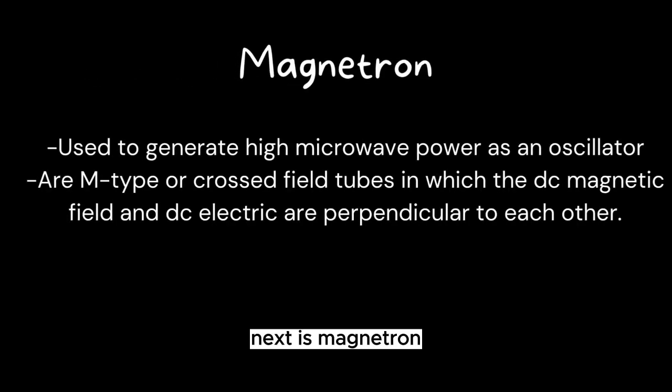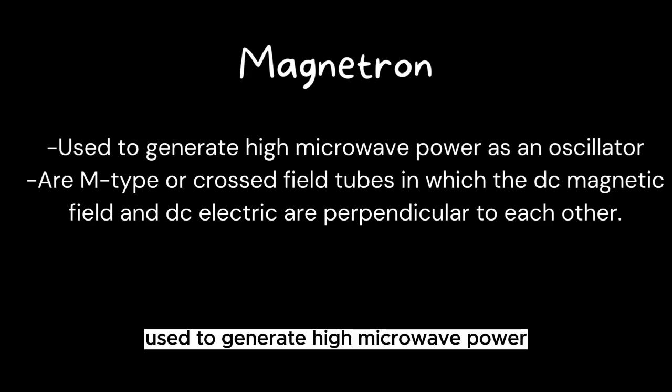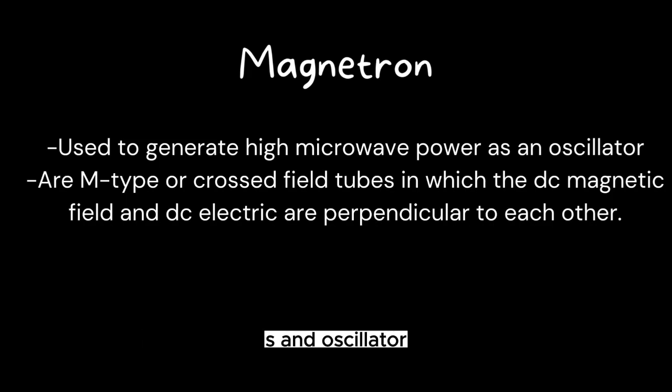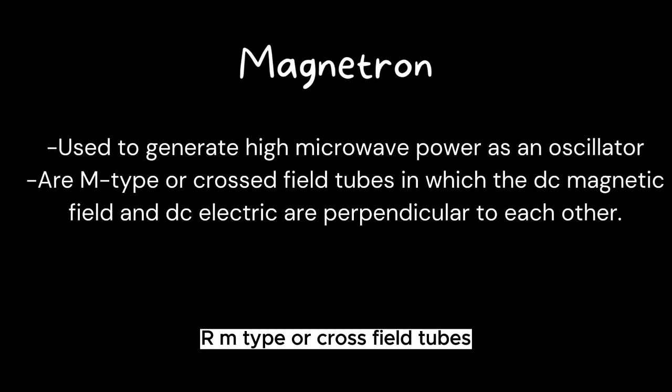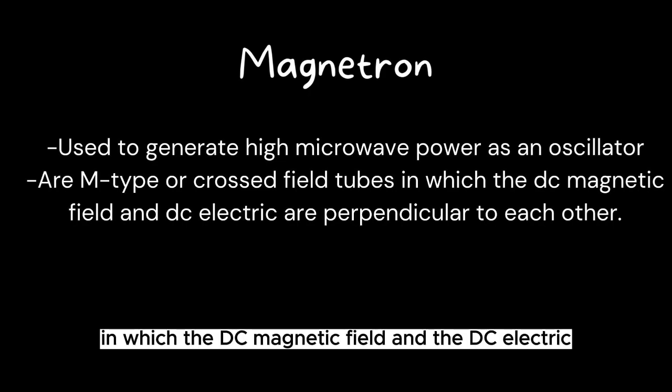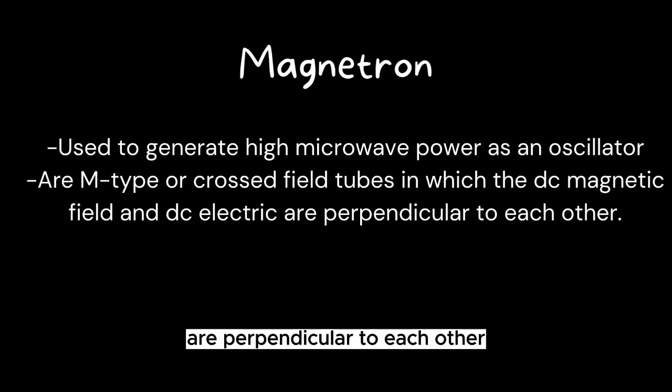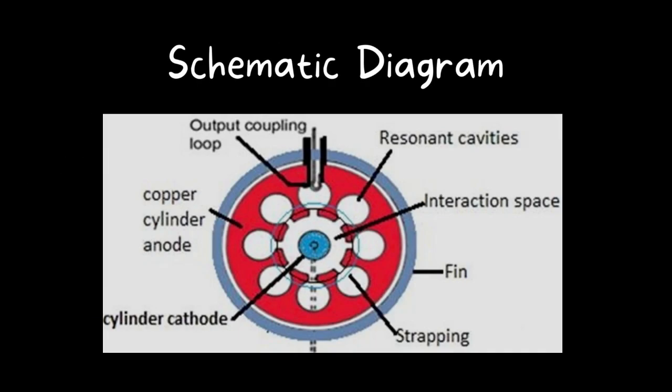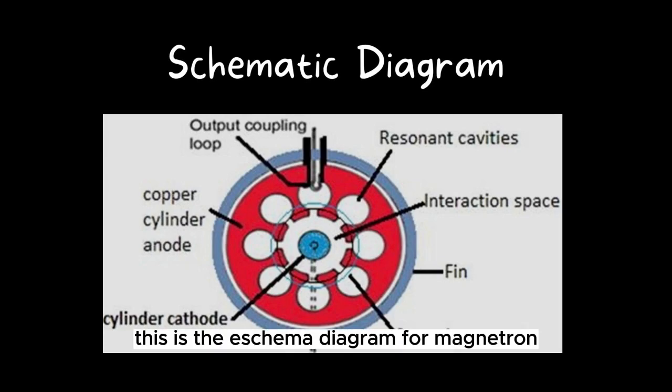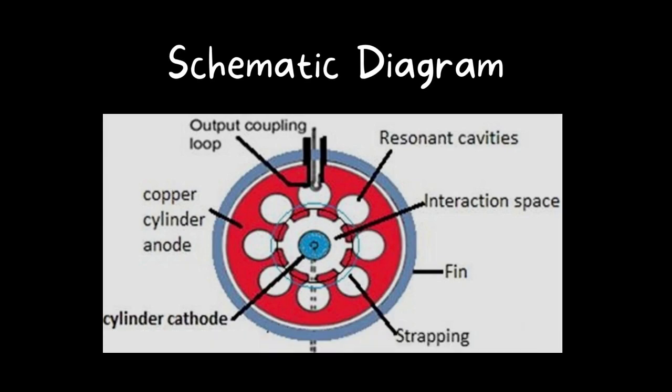Next is magnetron, used to generate high microwave power as an oscillator. M-type or cross field tubes, in which the DC magnetic field and the DC electric field are perpendicular to each other. This is the schematic diagram for magnetron.